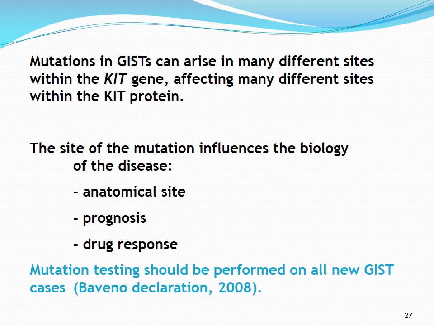Now, when we say mutations, those mutations can occur at many different points along the KIT gene. And in fact, we've learned now that where that mutation occurs along the KIT gene has a big influence on the biology of the resulting tumor. It's correlated with where the GIST tumor arises. It's correlated with prognosis and response to drugs. So we believe that mutational testing, which can be done by DNA sequencing, should be done on all new GIST cases.